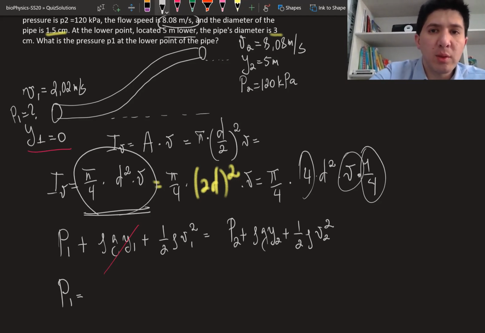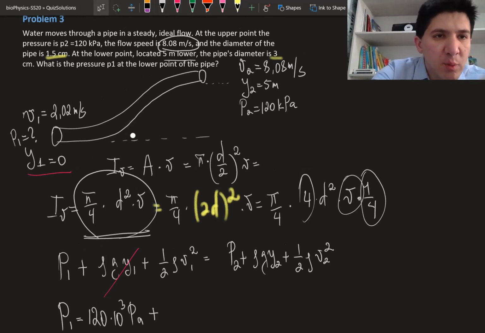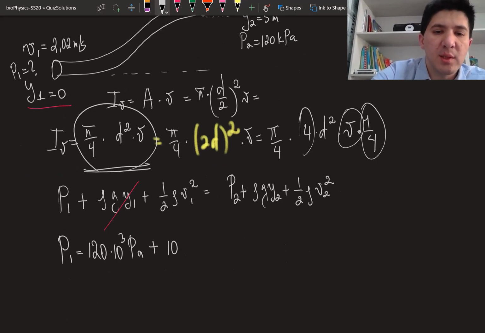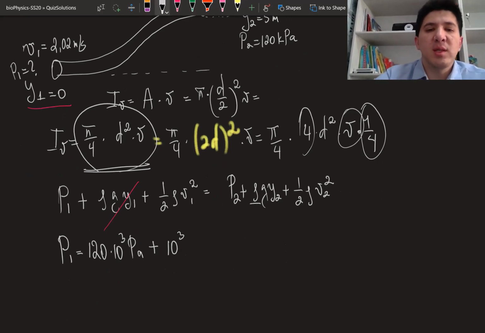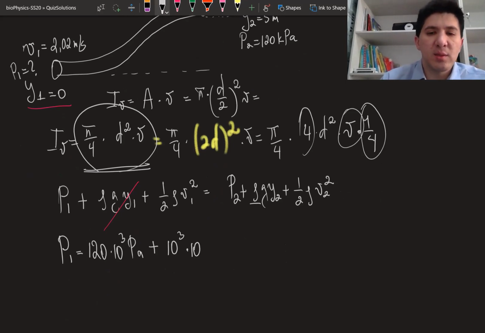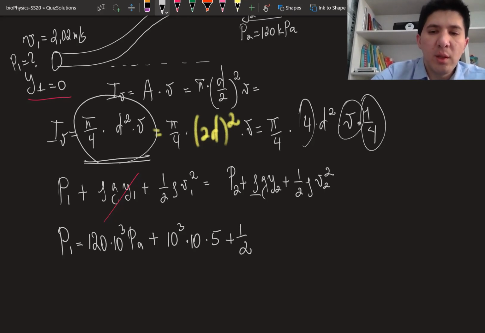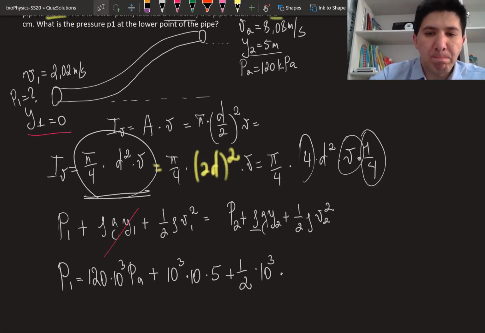The P2 is going to be equal to 120 times 10 to the power of 3 pascals, right? Plus rho, the density of the fluid. It's water, so the density is equal to 1000, which is 10 to the power of 3. g is 9.8, and I can take it as 10 in order to make our calculations simpler. y2 is going to be equal to 5 meters, so we take the height at the second point as 5 meters, plus 1 over 2 times rho, again 10 to the power of 3, and the velocity at the second point. Okay, so I still need to put this point here, right?